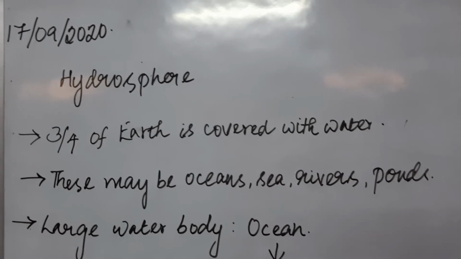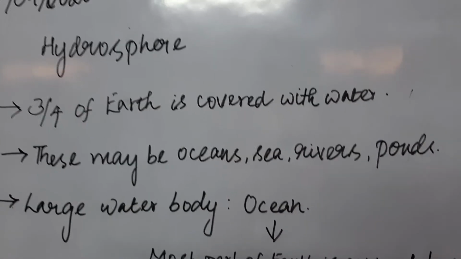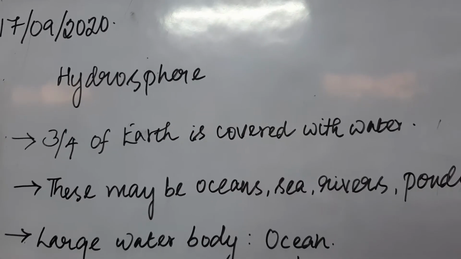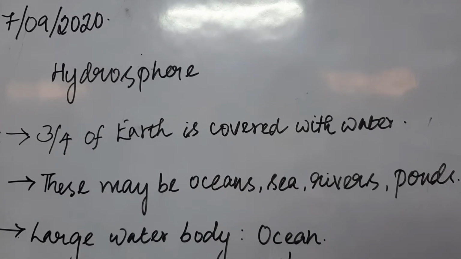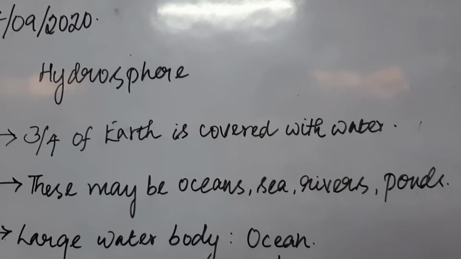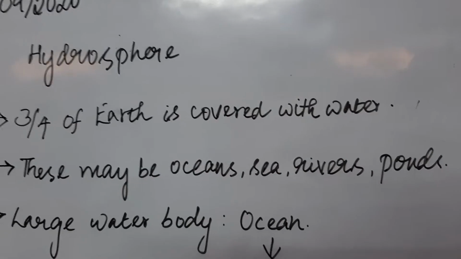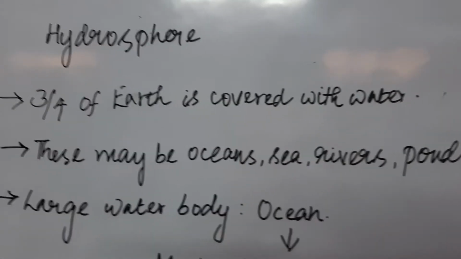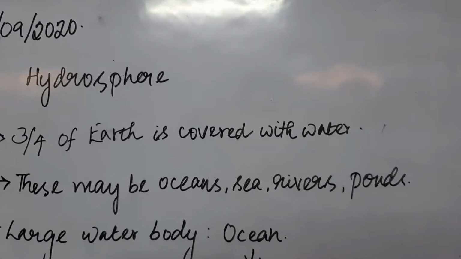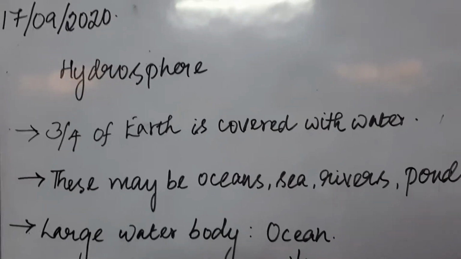The hydrosphere not only includes these water bodies, it may also include snow, ice, or even, to some extent, water vapor as well. All these come under the hydrosphere. Let me concentrate on oceans. Why do we concentrate only on oceans? What about seas, rivers, and ponds? Of course we have them, but most of the earth is covered by oceans, right? That's why we are concentrating much on oceans.